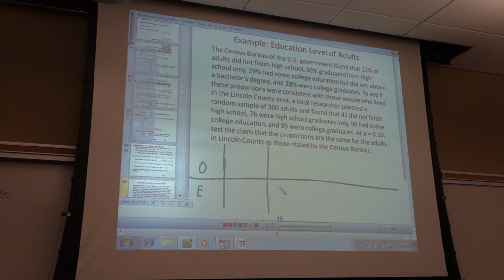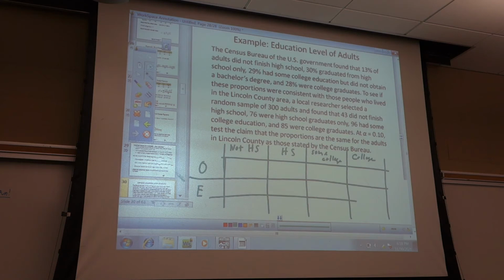Good. All right, so I have 4 different groups of people. What are those 4 groups? Did not finish high school. Right, so no high school. High school graduate. What else? Some college. And I'll call it college. Okay, good.